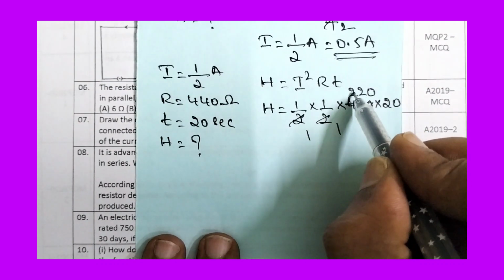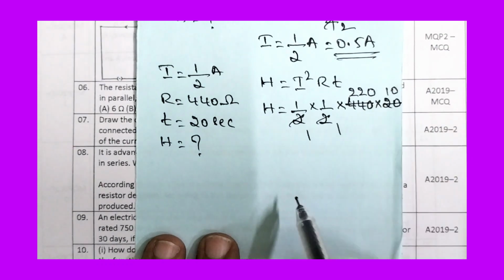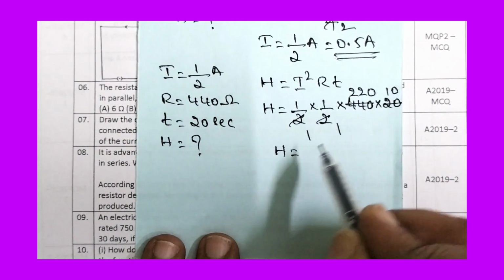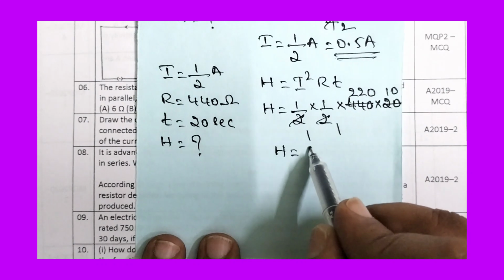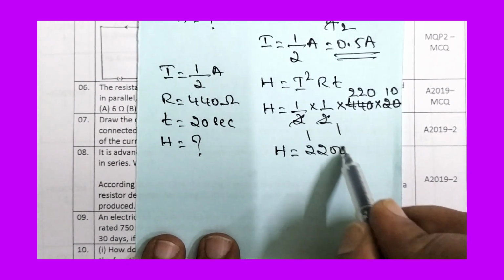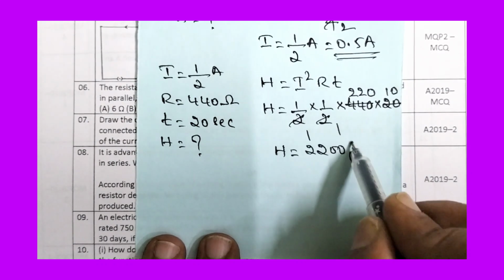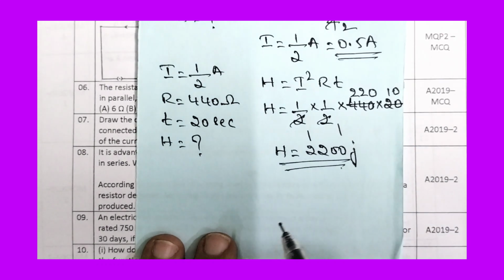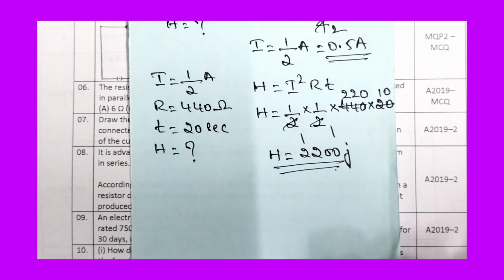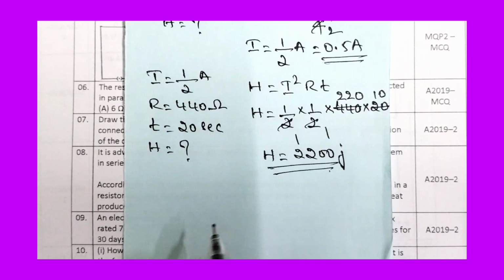Again 2 1s are 2, 2 10s are 20. So heat produced is equal to 220 into 10 will become 2200. So 2200 joules is the heat produced in that conductor. So like this we have to find out heat produced.